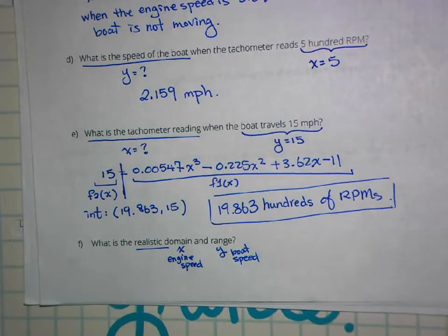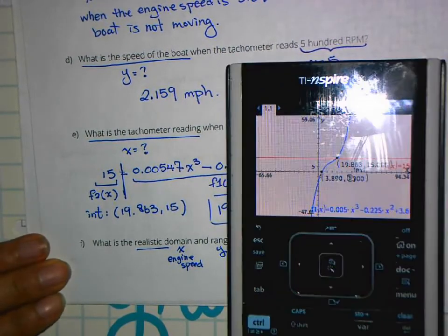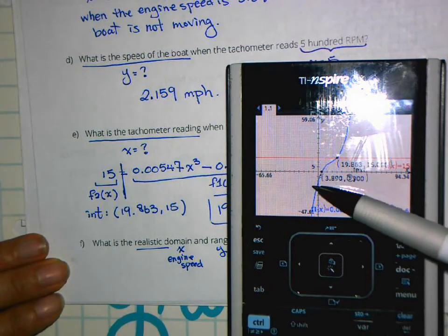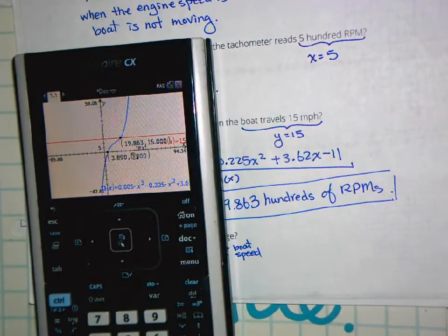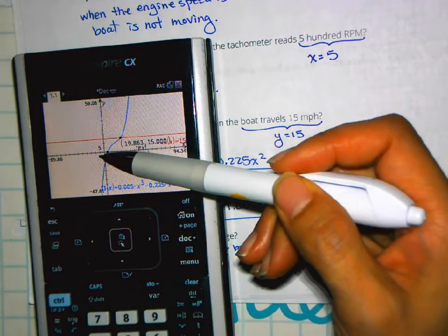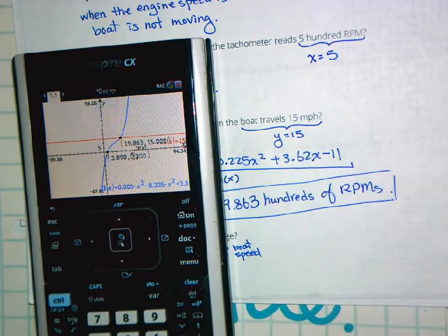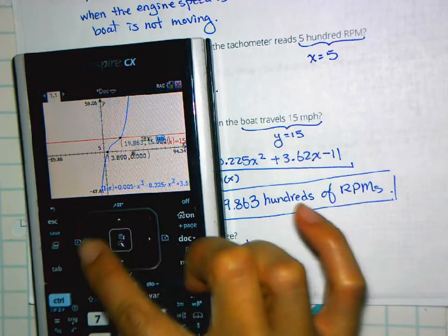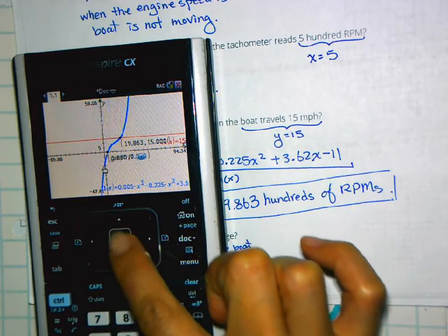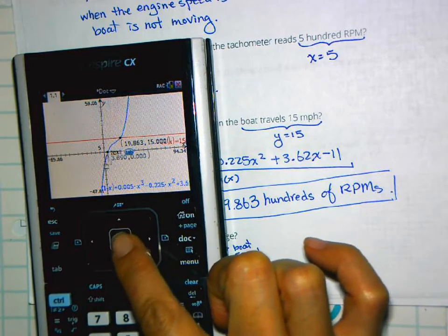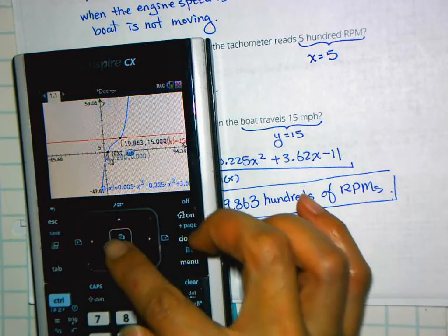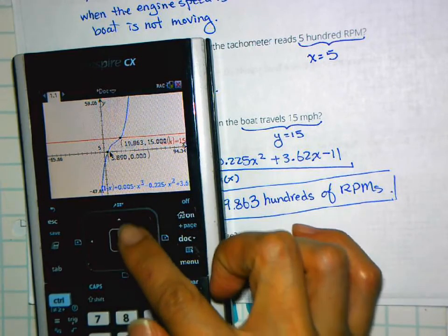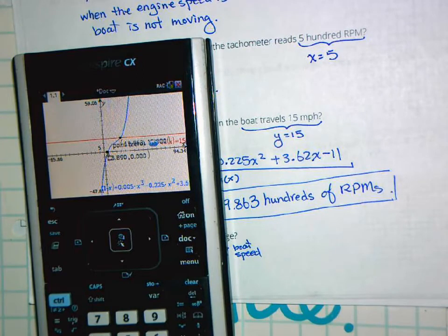So what's a realistic number for engine speed? Well, can your engine have negative speed? That wouldn't make sense, right? What happens when your engine speed is at 0? Well, if you look at the graph right here, when engine speed is at 0, your boat speed is actually negative. Can you get a negative boat speed? Probably not, right? So the most realistic starting point would be when the boat is not moving, right there at your 0.